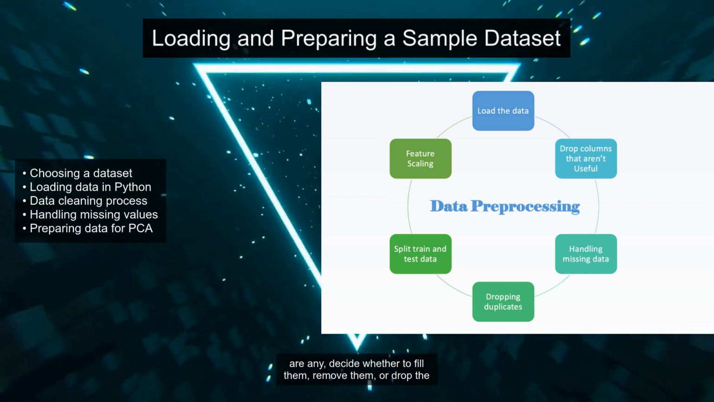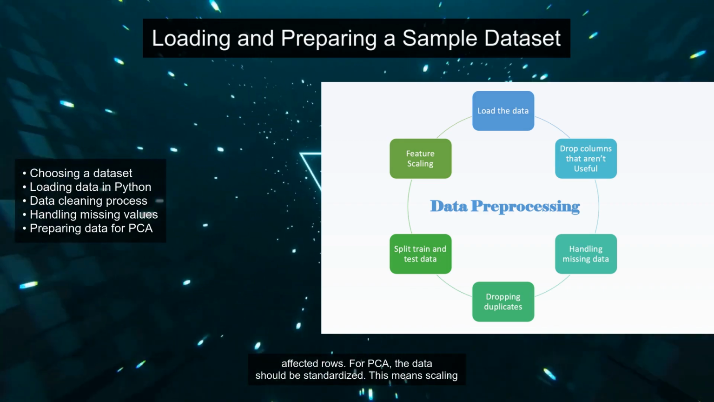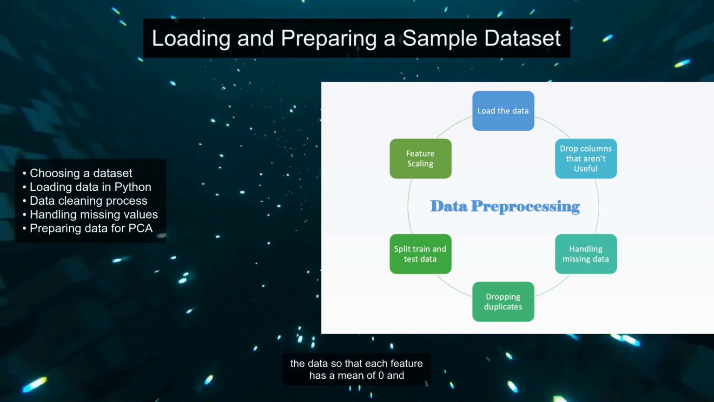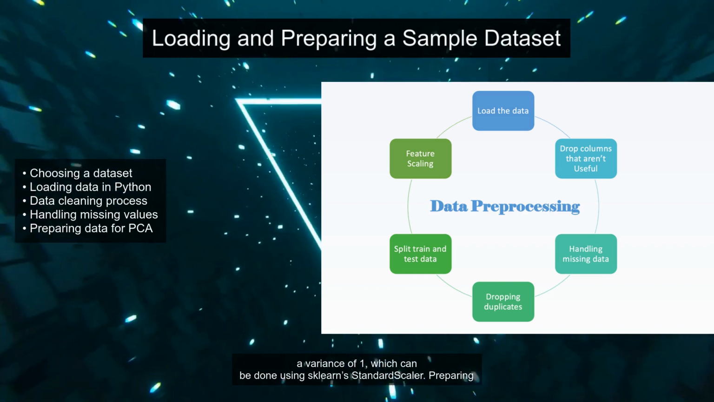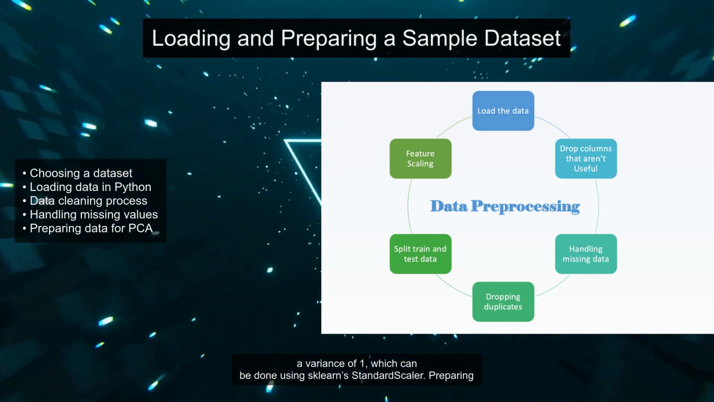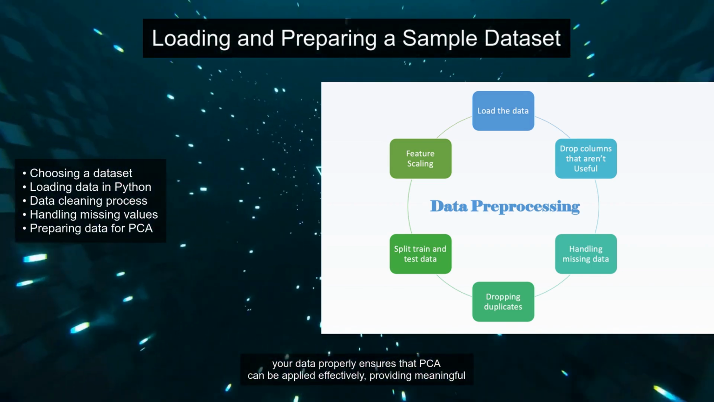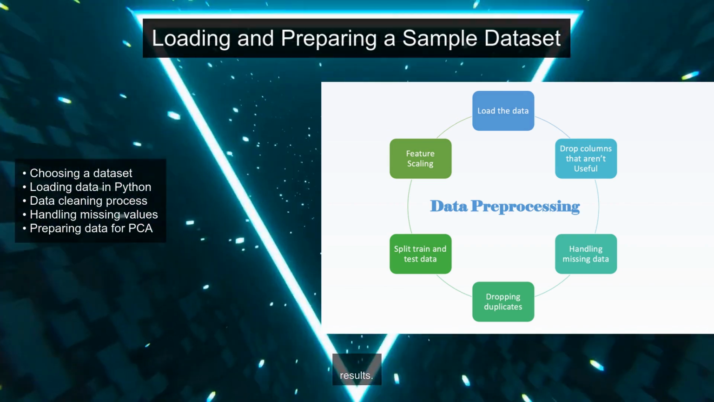Before applying PCA, ensure the data is clean. Check for missing values using df.isnull().sum(). If there are any, decide whether to fill them, remove them, or drop the affected rows. For PCA, the data should be standardized. This means scaling the data so that each feature has a mean of 0 and a variance of 1, which can be done using scikit-learn's StandardScaler. Preparing your data properly ensures that PCA can be applied effectively, providing meaningful results.